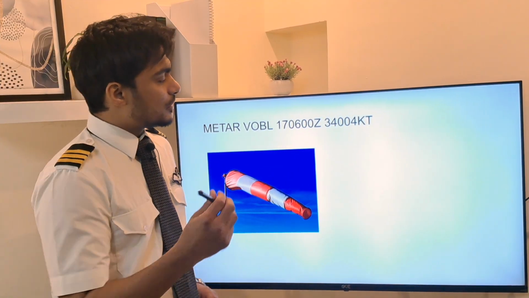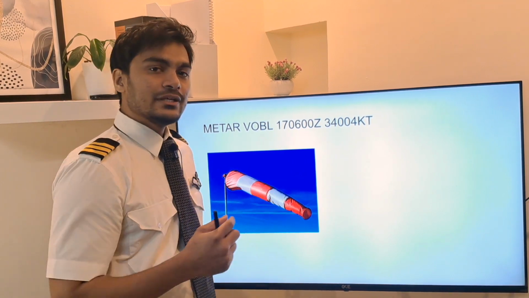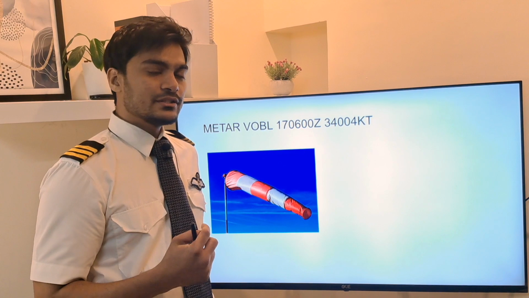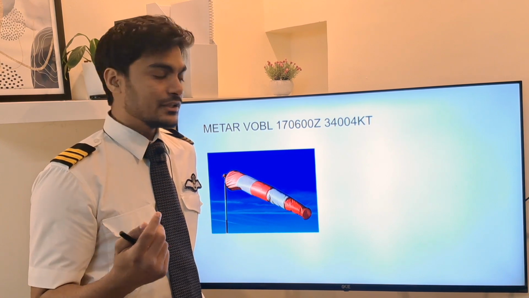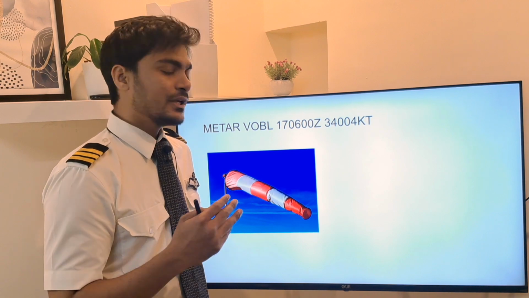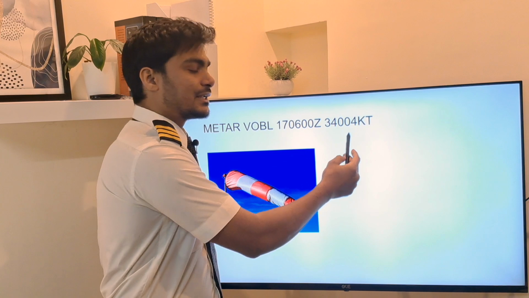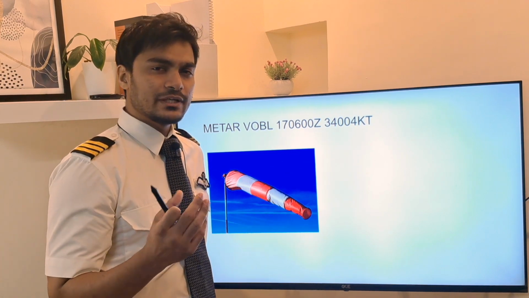Okay. Now the winds that we've just seen, 340, 04 knots. We never really have winds as 342 degrees, 343 degrees or 344 degrees. It will always be rounded up or down to the nearest 10 degrees. So if it is 340, the next will be 350 or it will be 330. This 04 knots is an average speed taken over a period of 10 minutes.